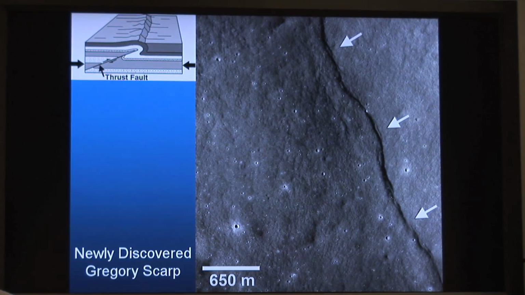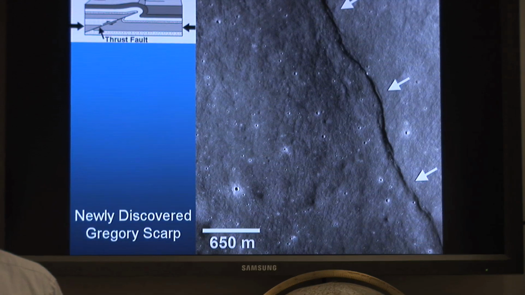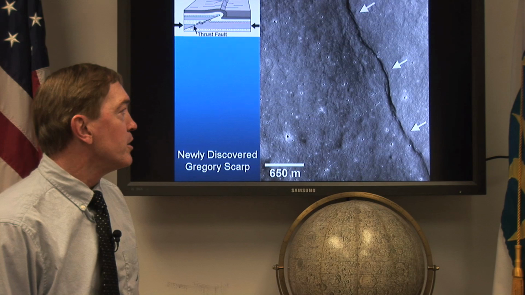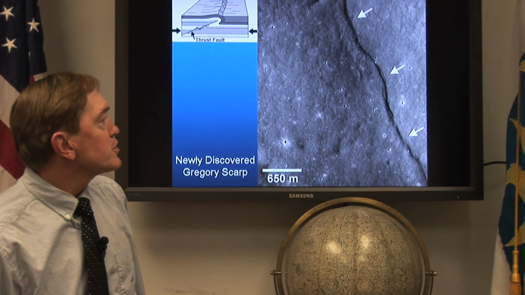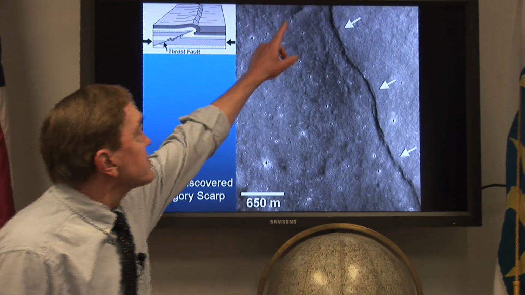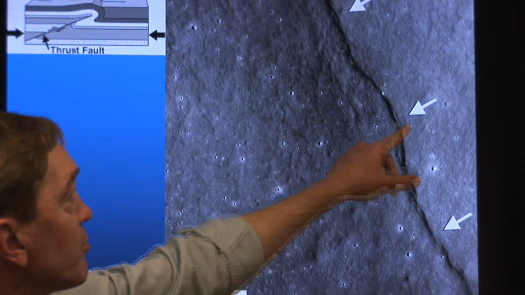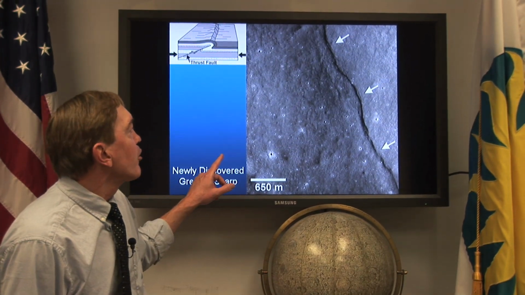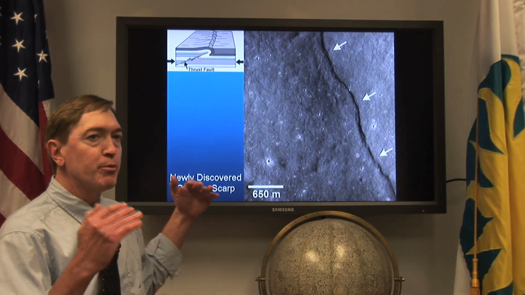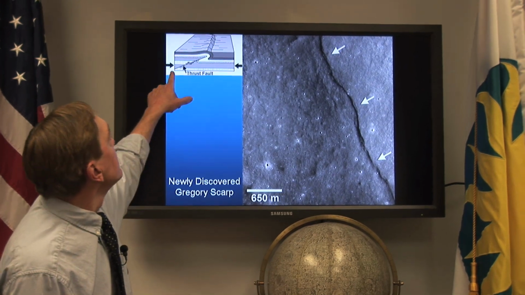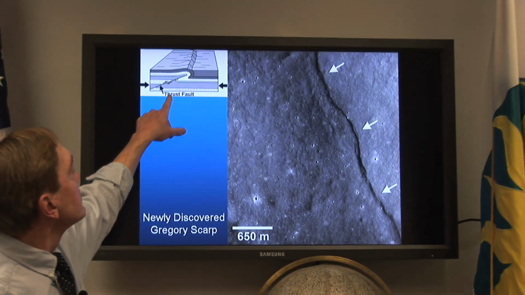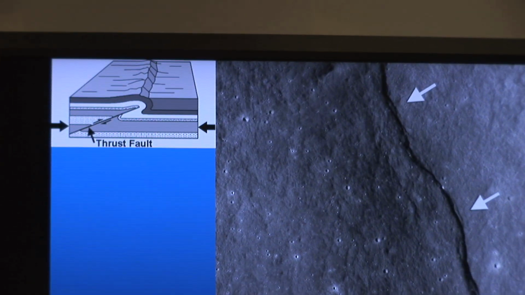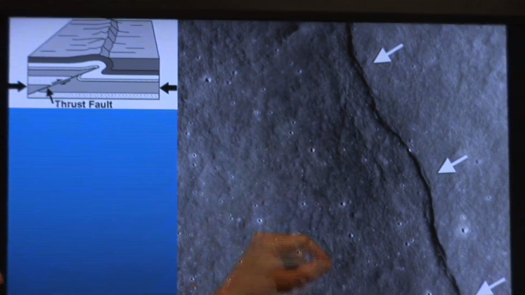Using these Lunar Reconnaissance Orbiter Camera images, we have now found many Lobate Scarps that we did not know previously existed on the moon. This is an example of one of those scarps. It's called Gregory Scarp, and it is this feature that's running down through the image here and pointed to by the arrows. Lobate Scarps like Gregory are formed when crustal materials are pushed together to form what's called a thrust fault, and that's illustrated in this diagram up here. Crustal materials are actually pushed together and then break, forming a scarp. Again, just like the Gregory Scarp here.